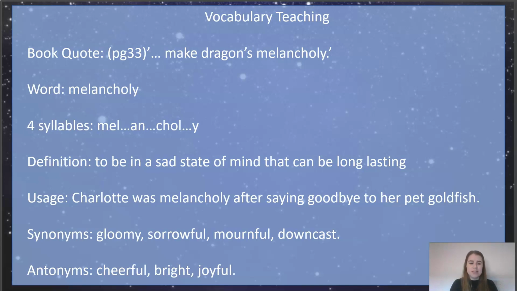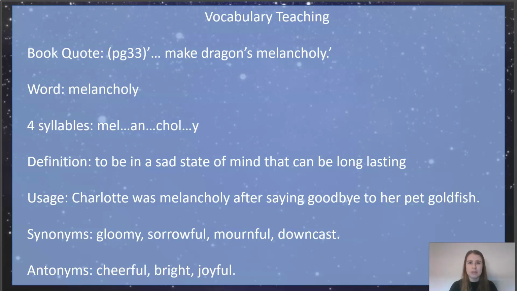If we have a look at our synonyms, you could be gloomy, you could be sorrowful, Charlotte could be mournful, or she could be downcast. So it's all about referring to someone as being quite unhappy and not okay. Now, obviously, the opposite of unhappy is to be happy and very cheerful, very bright, very joyful, in a happy state of mind. So those are the two words that we are going to be looking at today.